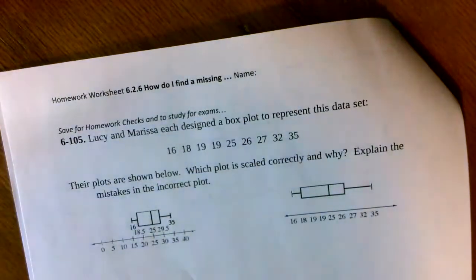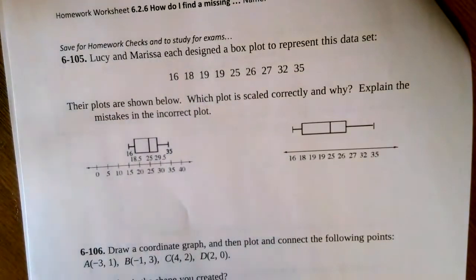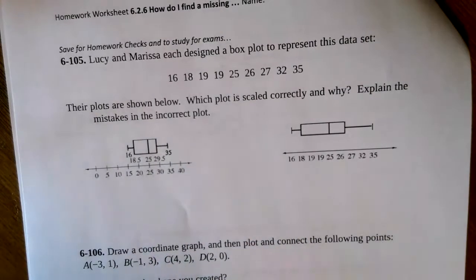Flipping it on over to my other side here. So on there we go, 105, it says that Lucy and Marissa each designed a box plot to represent this data set. So we have the information that's given. Their plots are shown below. So we have one here and we have one here. Which plot is scaled correctly and why? And then we have to explain the mistake that the other person made.